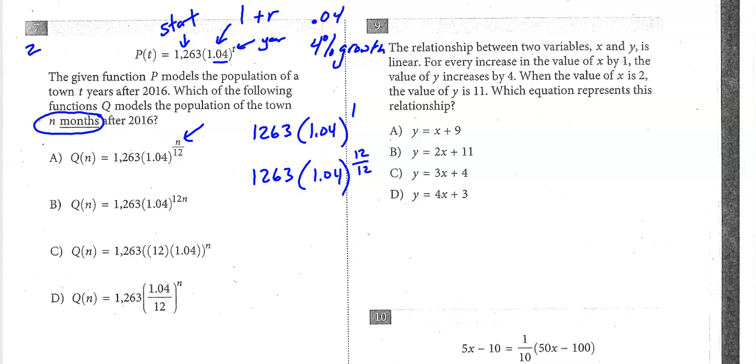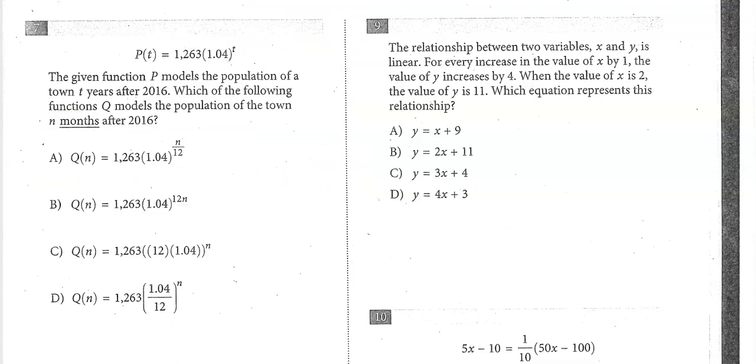So like if it was 3 months, you're not going to get the full 4% growth. You're going to get less than that. So these other answers all involve various other ways to monkey with n, but the correct answer here is going to be A.